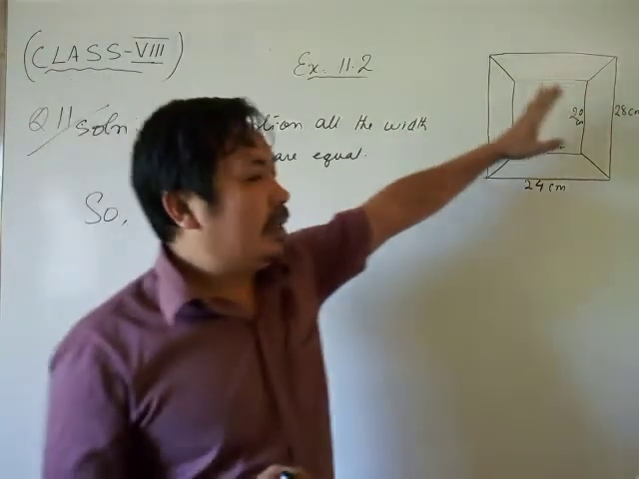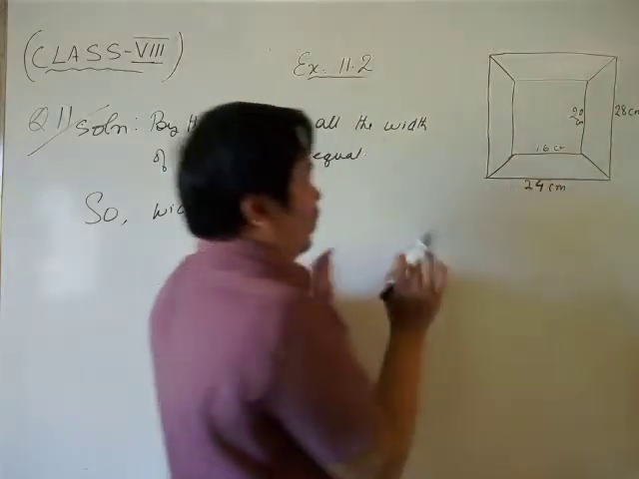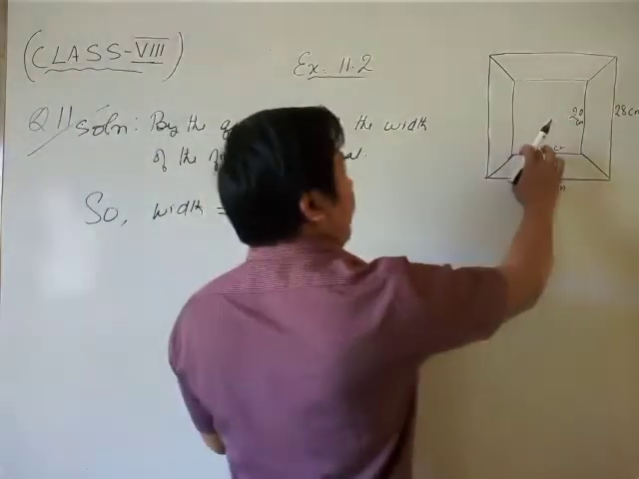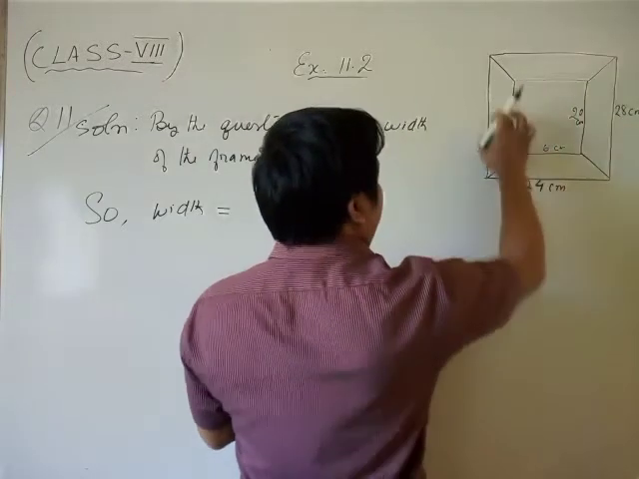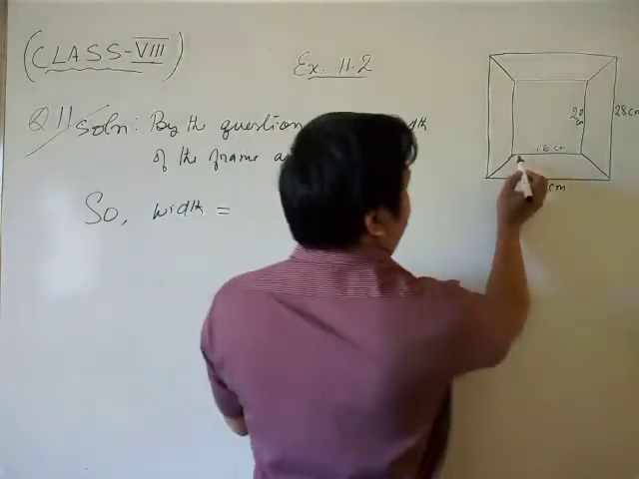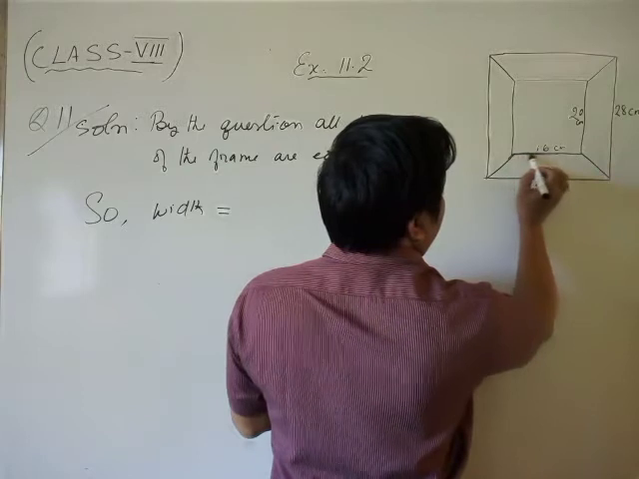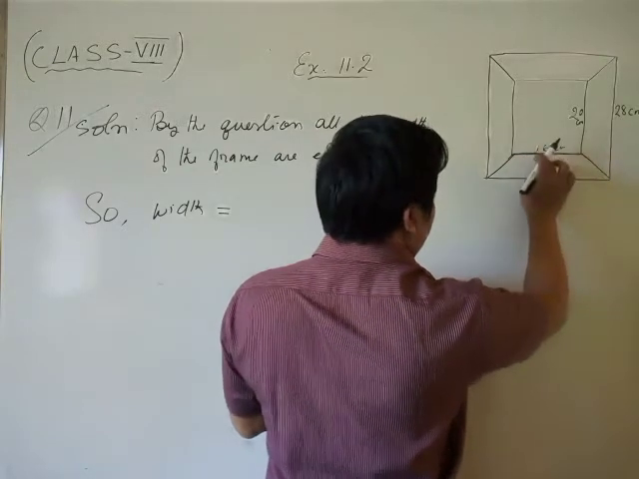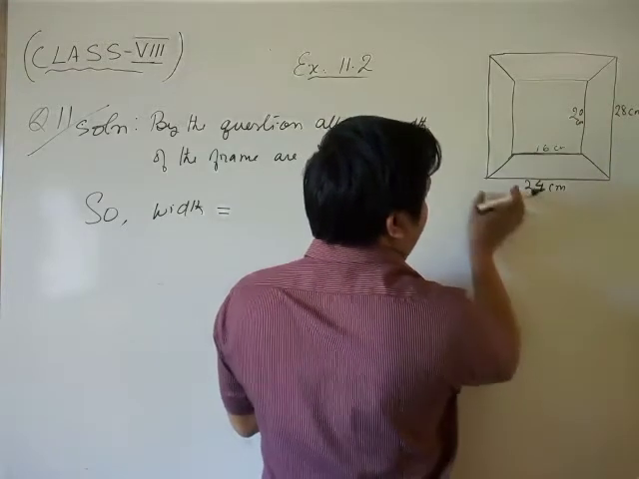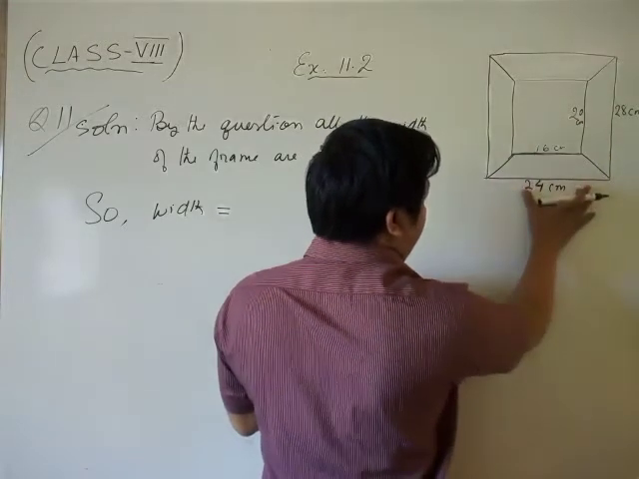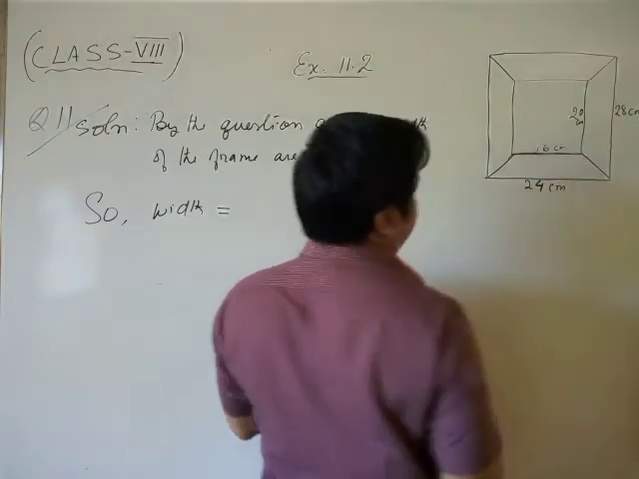See, a frame is given here. This is the frame here, and the question is saying that the widths of the frame are all the same. So the side of the inner part, you see the inner part, this is 16 by 20 here, the dimension. And the dimension of the outer part is 24 by 28.